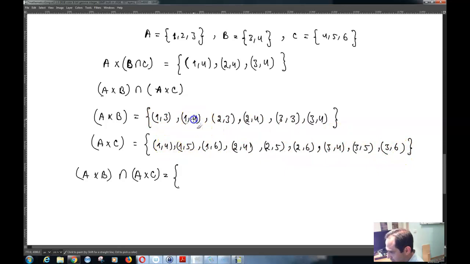(1, 4), you can't find it there. (2, 3), you cannot find it there. (2, 4), it is there. (3, 3) is not there. (3, 4) is there. So that's only these three elements: (1, 4), (2, 4), and (3, 4). So that's basically that, for example.